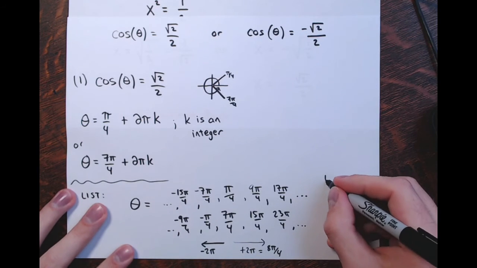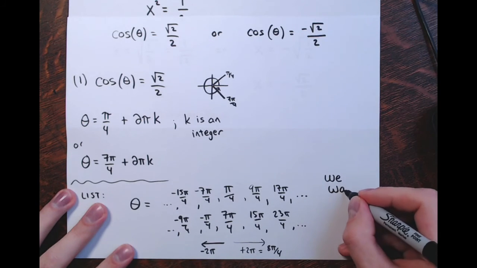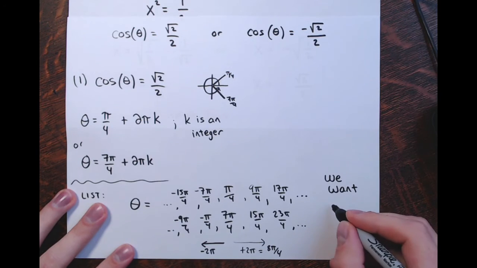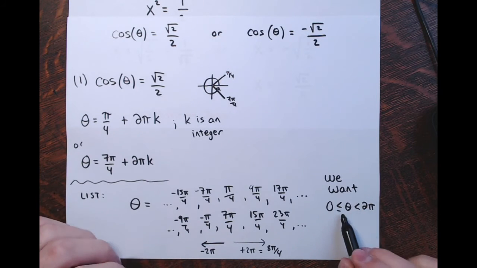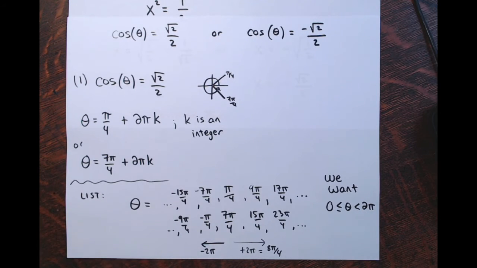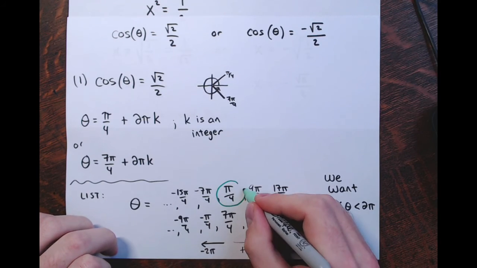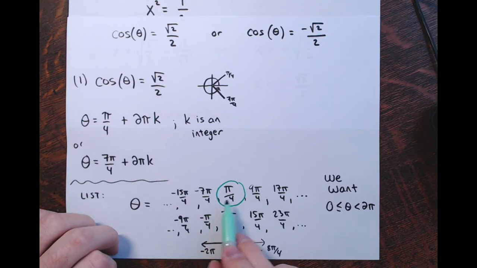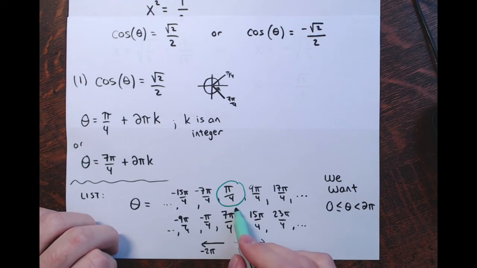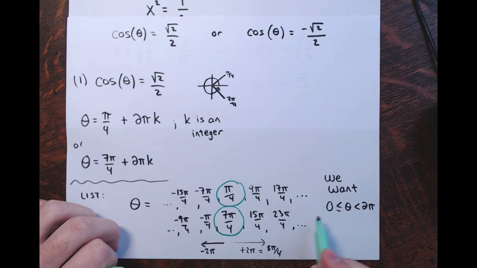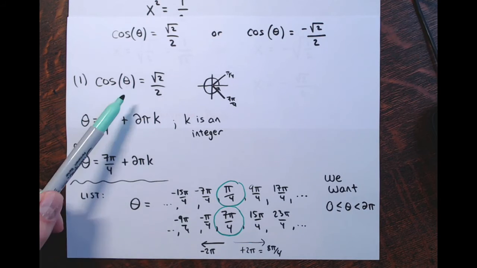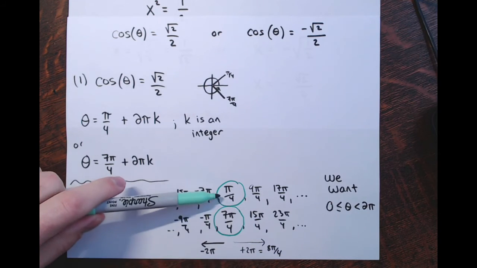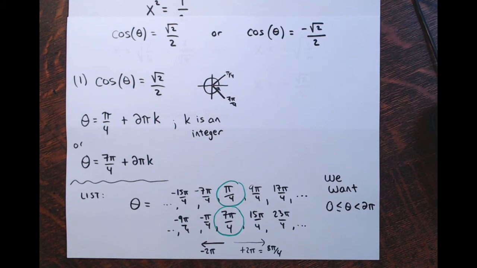But remember, they want not all these solutions. Right? We want solutions that are from 0 to 2 pi. Now 2 pi again is 8 pi over 4. So looking through this list, pi over 4 is in there. Then these are too big. These are too small. And then 7 pi over 4 is in there. And these are too big. These are too small. So the only solutions I'm getting out of this first equation that are in the range that I want are pi over 4 and 7 pi over 4.